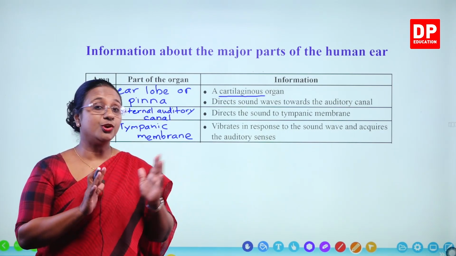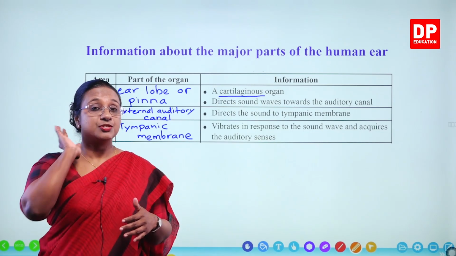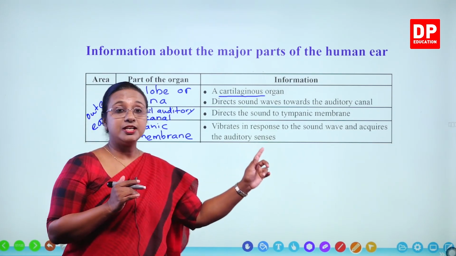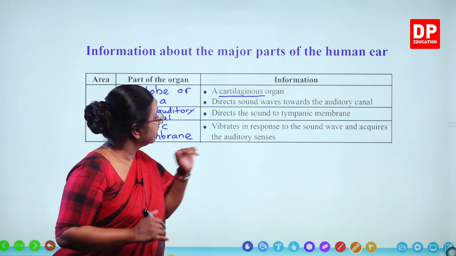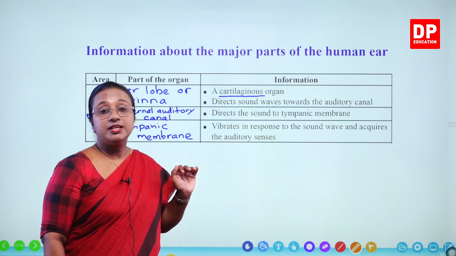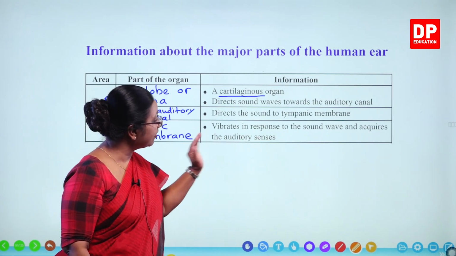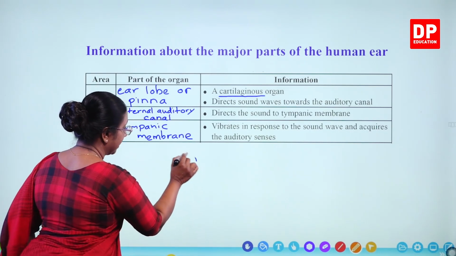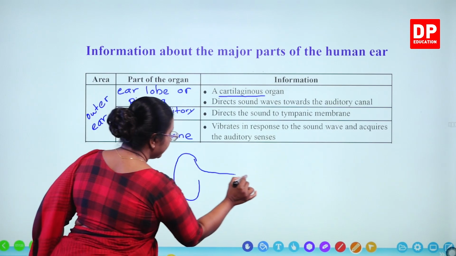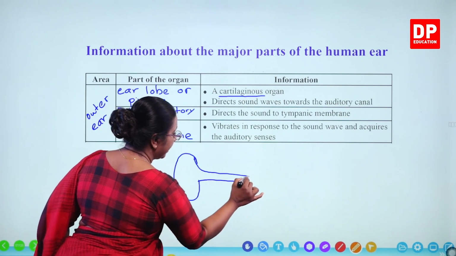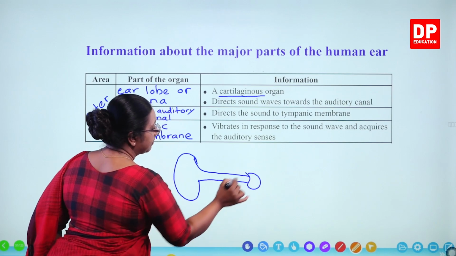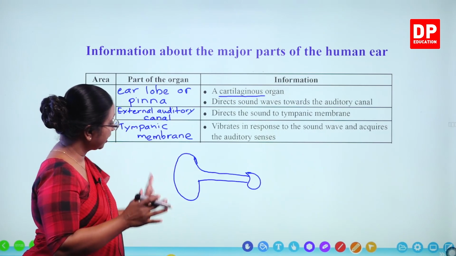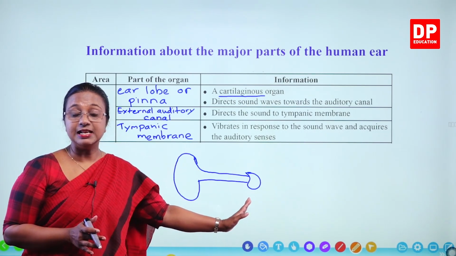I have explained this to you all before also. I am telling it again. So the earlobe directs the sound into the external auditory canal. External auditory canal carries the sound or directs the sound to the tympanic membrane, and then the tympanic membrane vibrates according to the sound wave. So you can remember that. There was the earlobe like this, then the external auditory canal, and here we had this membrane-like structure, that was the tympanic membrane. Those three belong to the external ear.